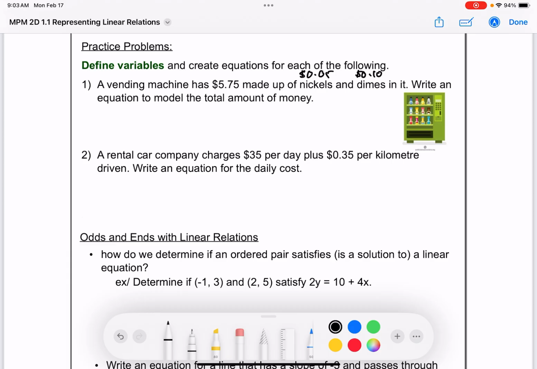Okay, so we have a vending machine that has $5.75 made up of nickels and dimes. Write an equation to model the total amount of money. So that's telling me what this equation has to model. I also know the total amount of money. So whatever I'm going to do is going to need to be equal to 575. Okay? Think about what you don't know.